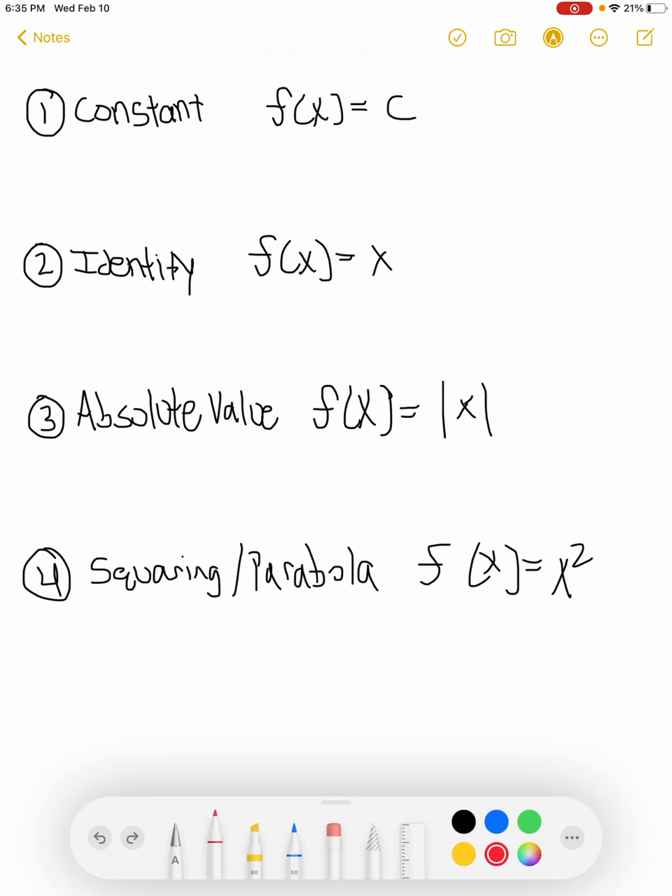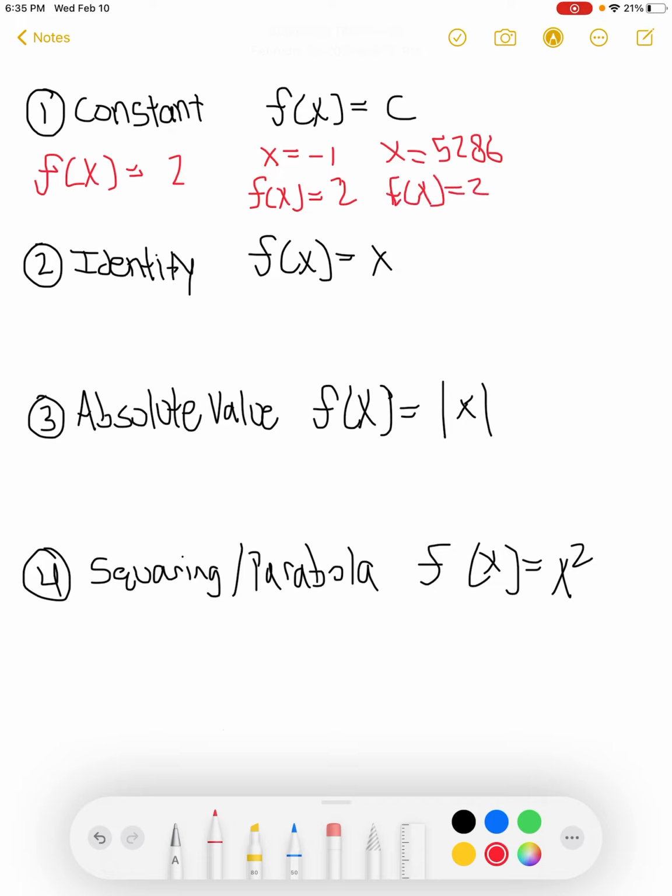So here's what I mean. Let's say f(x) equals c, but let's just make c 2. That means it doesn't matter what the input is, all the outputs are going to be 2. So if x is the input, and it was -1, the output, which is f(x) or y, is going to be 2. It doesn't matter what the x is. X could be 5,286, but f(x) would still be 2. That's what a constant function is.